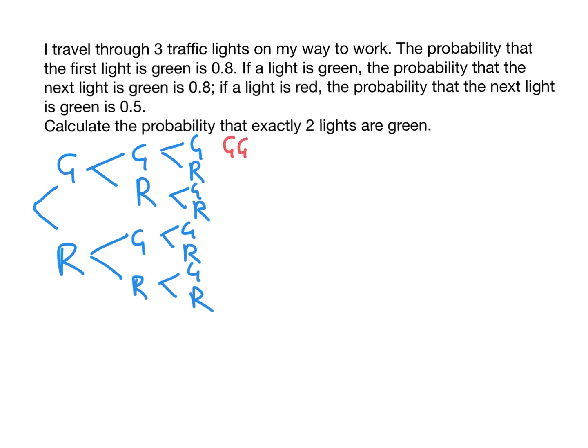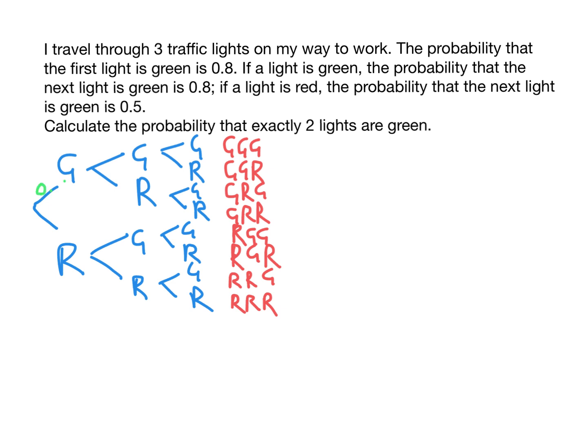So first one is green, green, green. Then we have green, green, red, and so on. Now, in the previous example, each of these was equally likely, but that's not the case here, because at each stage, green and red are not necessarily equally likely. In that case, what we're going to do is write the probabilities on the branches.